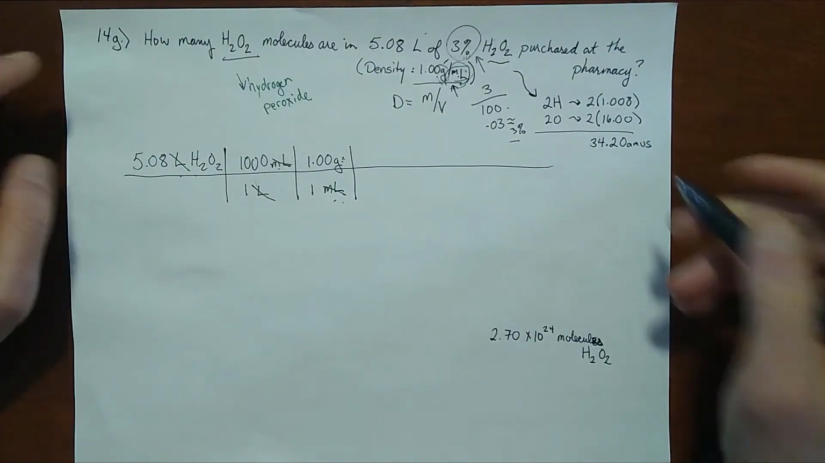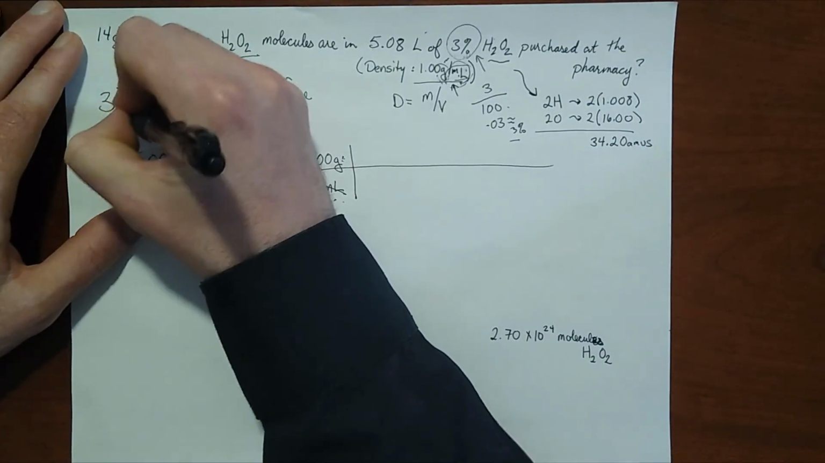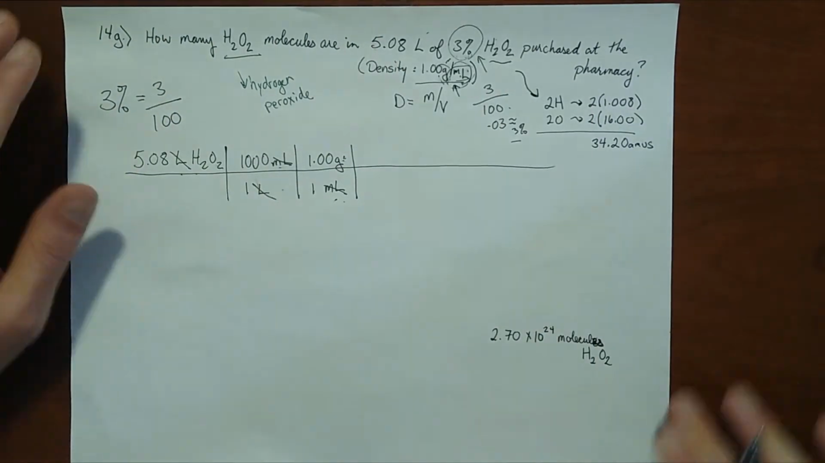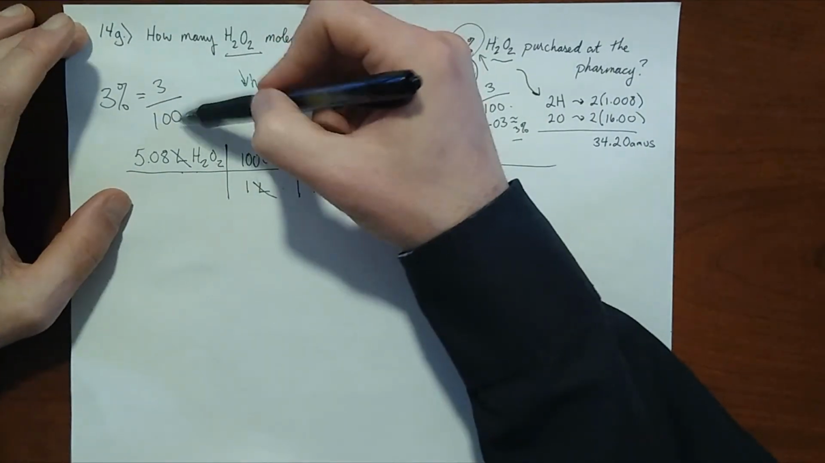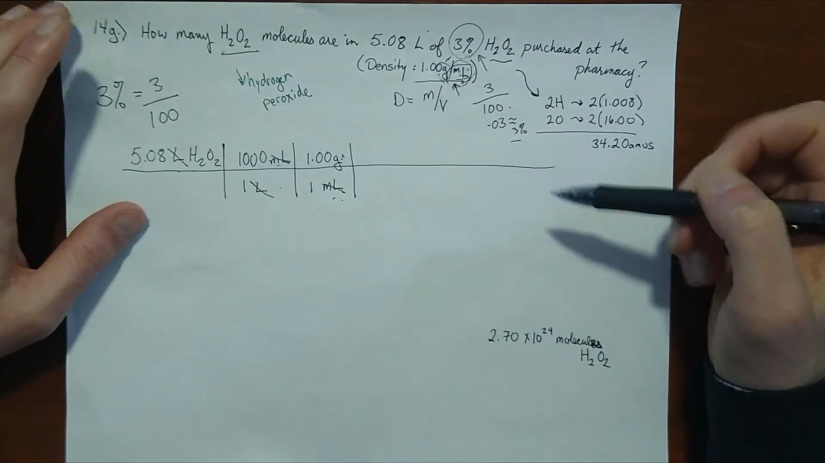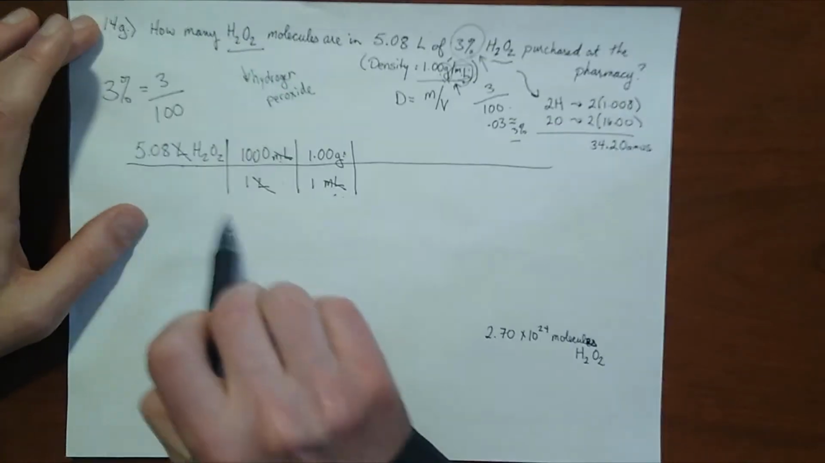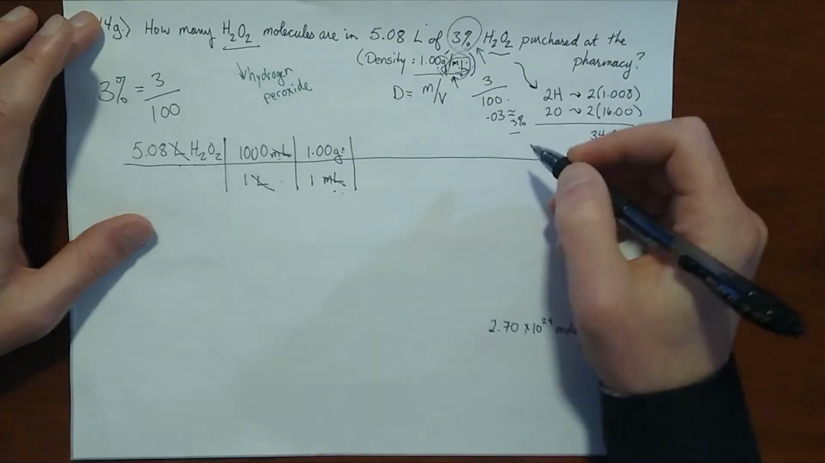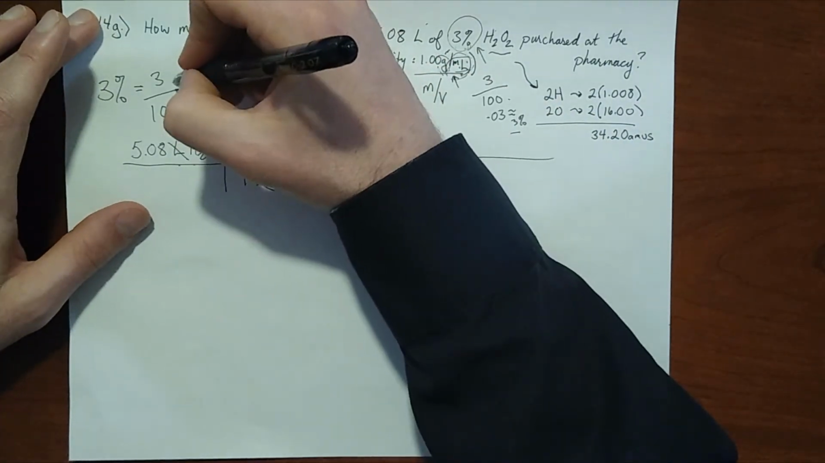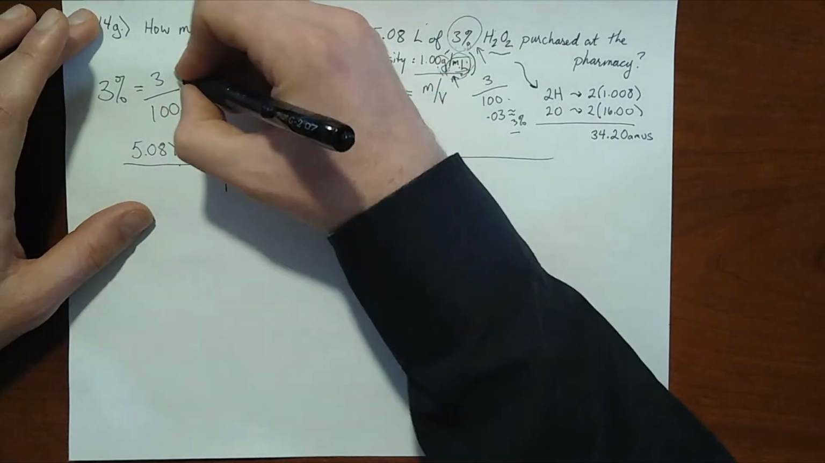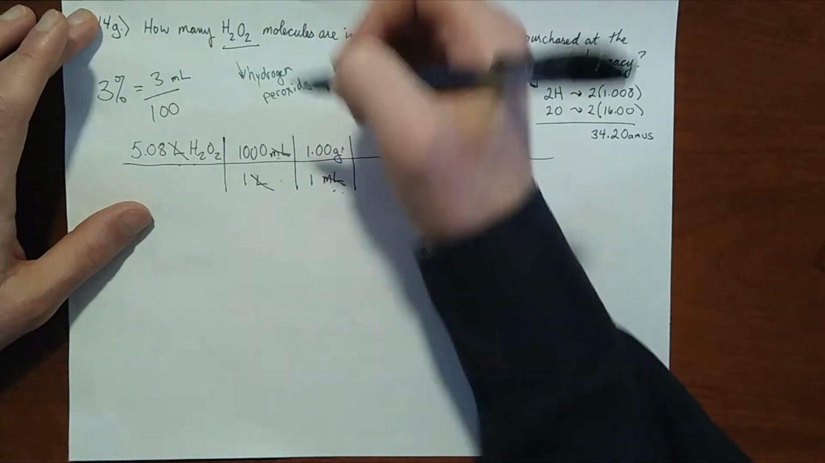Hope you can see this. This might be too small, so let's write it over here. 3% equals 3 out of 100. Well, 3 out of 100 what? We're doing unit conversions here. Well, it's out of the total mass or the total volume or whatever. So it doesn't really matter. I could use milliliters here, or I could use grams. It doesn't make any difference really. I'm going to go ahead and use milliliters.